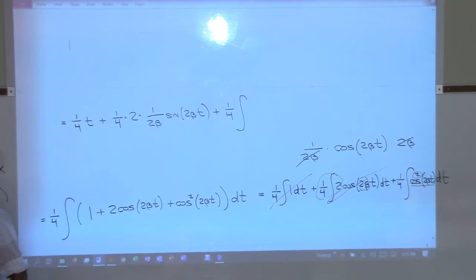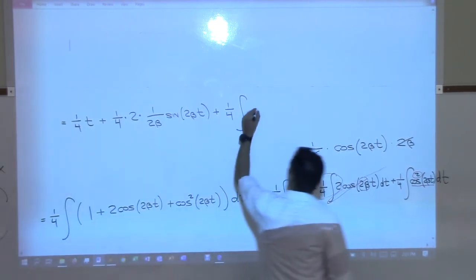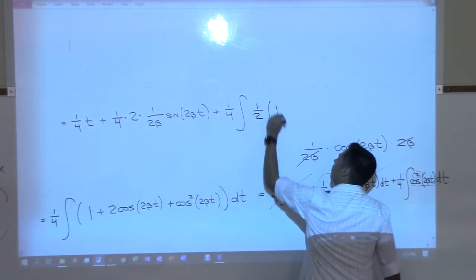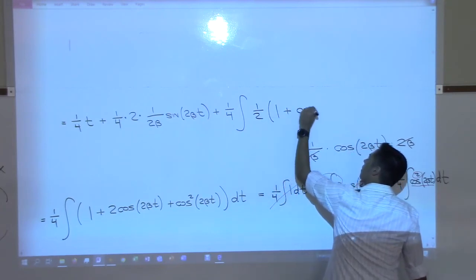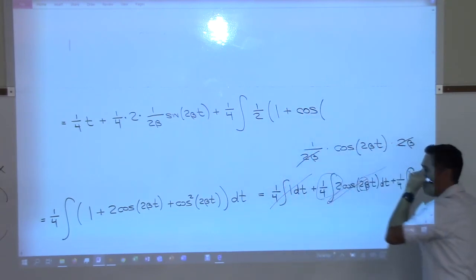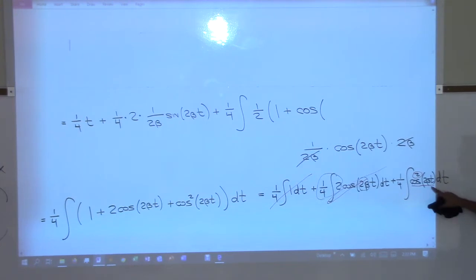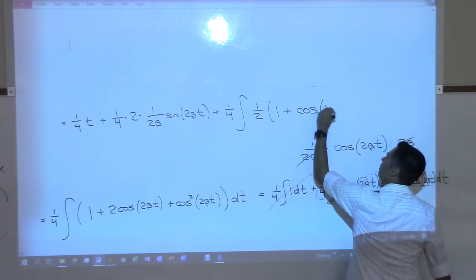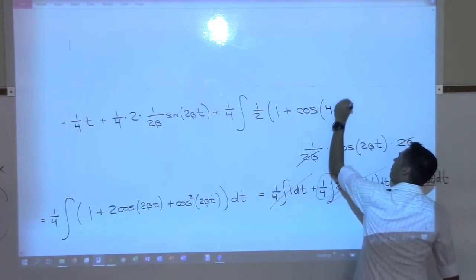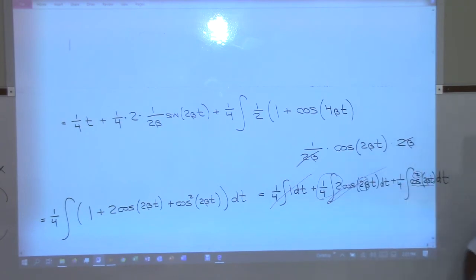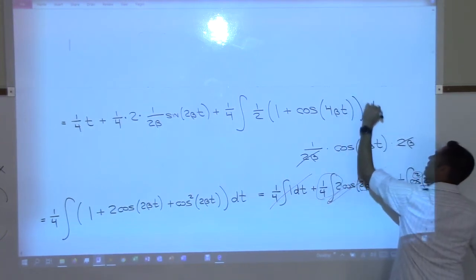Yes, sir. So 1/2 (1 plus cosine, drum roll, 4 beta t. 4 beta t.) Good. All you're doing is doubling the argument. That's what that formula does. It allows you to pull the power down, but you got to double the argument and do some other stuff. But the main thing is that your argument doubles. So that 2 beta t, you multiply it by 2, you get 4 beta t. And then close this off, dt, right?